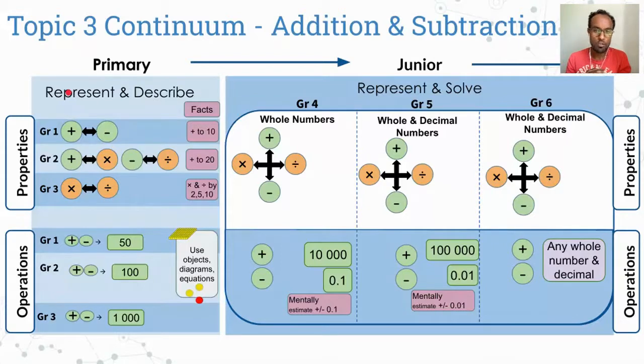There's two sections to this continuum as it follows the curriculum. There's the properties portion and then the actual operations portion. In the properties portion in primary, we see that between grade 1, 2, and 3, there's a progression of looking at the relationships between the operations and the properties, comparing the properties of those operations. So in grade 1, particularly, they're looking at just addition and subtraction. They're looking at the relationships between them and the comparative properties between them.